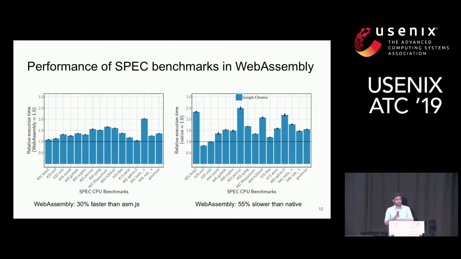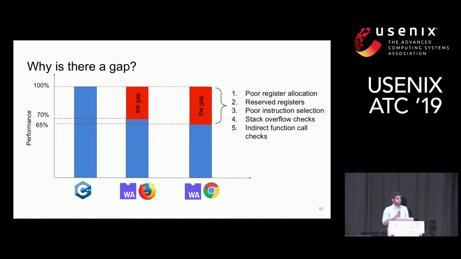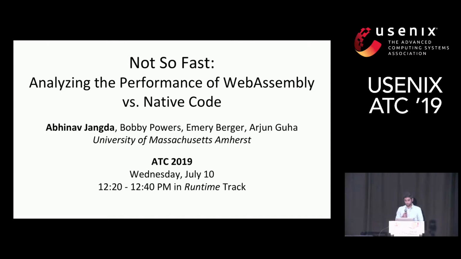Finally, we were able to compile and run SPEC benchmarks in the browser in WebAssembly and find that, unlike prior work, it is 55% slower than native. We also analyzed the performance counter data generated by executing these SPEC benchmarks and find that WebAssembly is slower because of some missing optimizations, some design issues that are inherent to WebAssembly, and some restrictions imposed by the browser environment due to which the JIT compiler is not able to do some optimizations. To know more about our work, please come to our talk in the runtime track. Thank you.